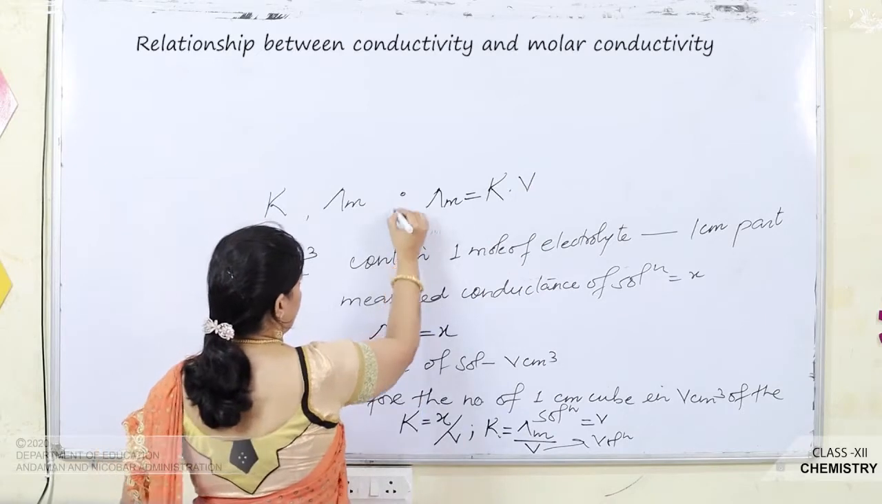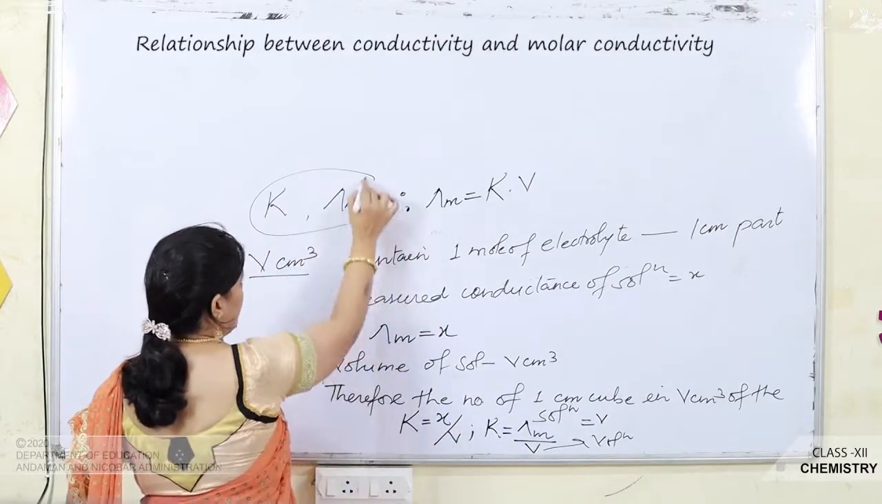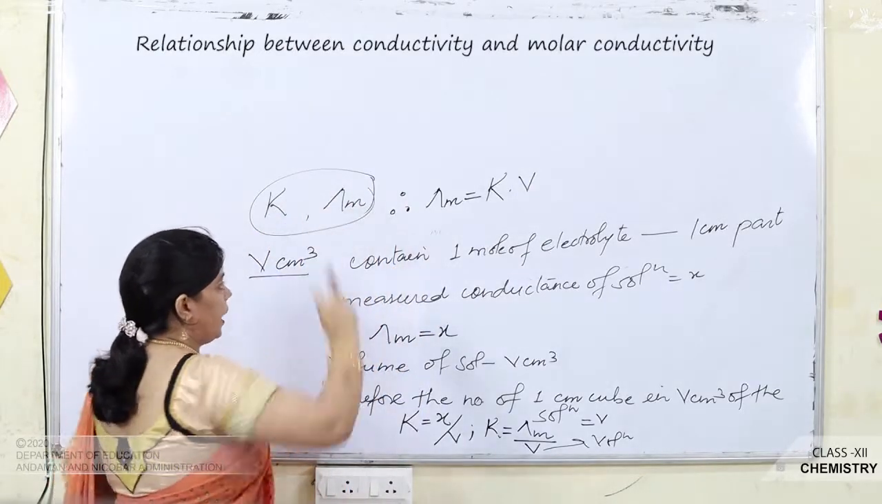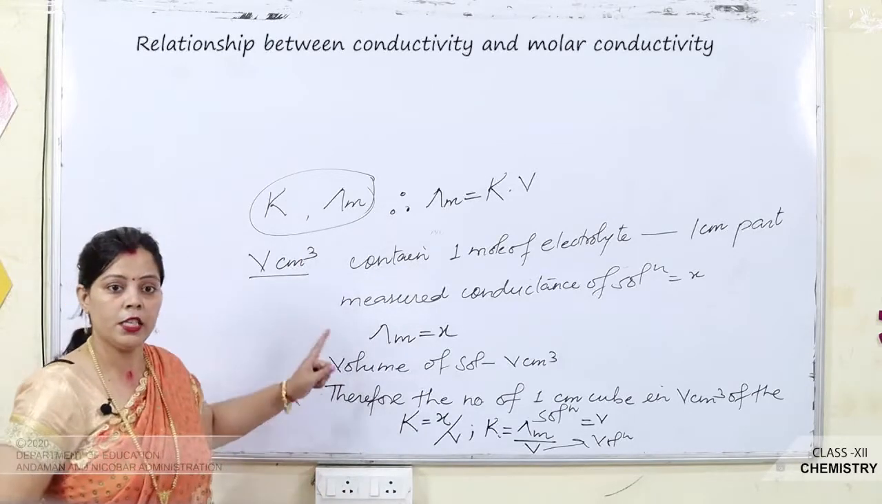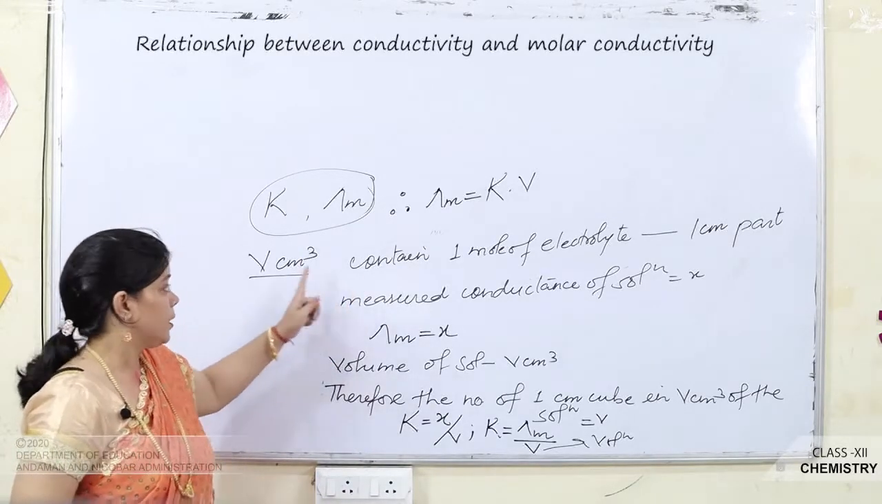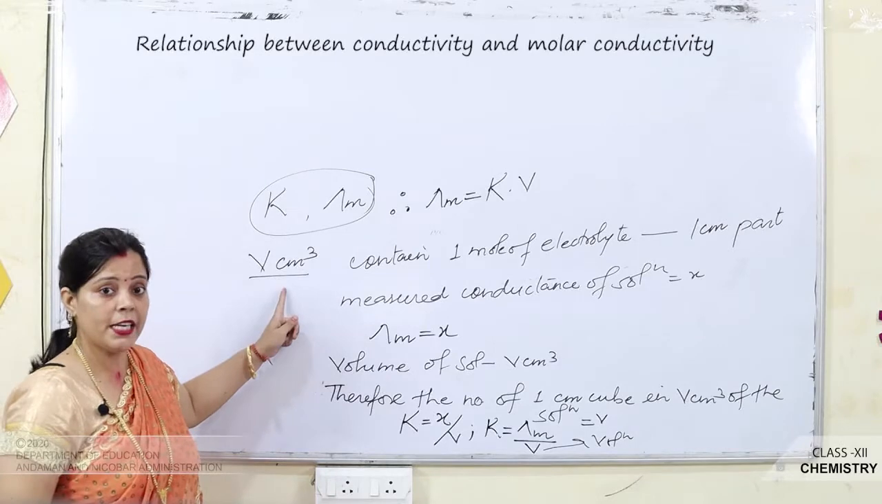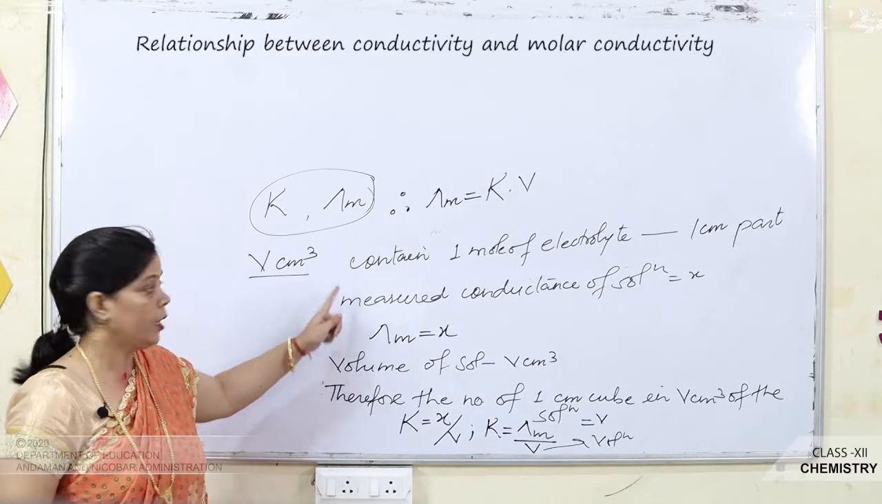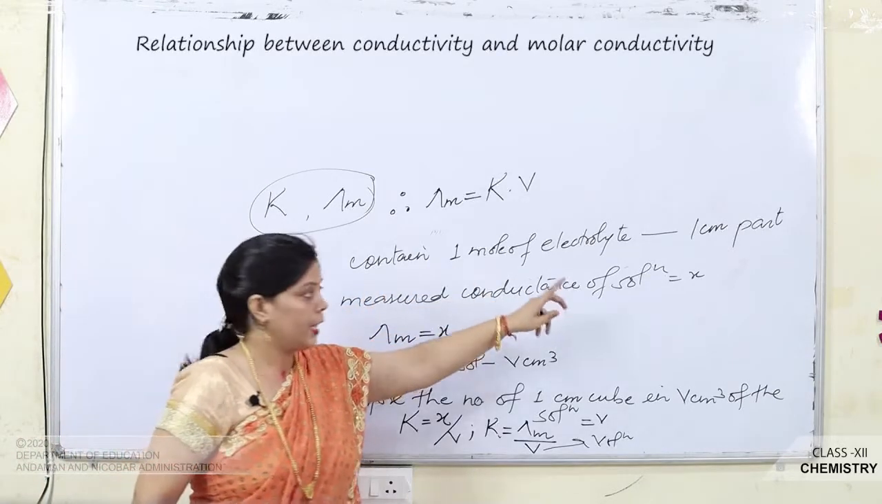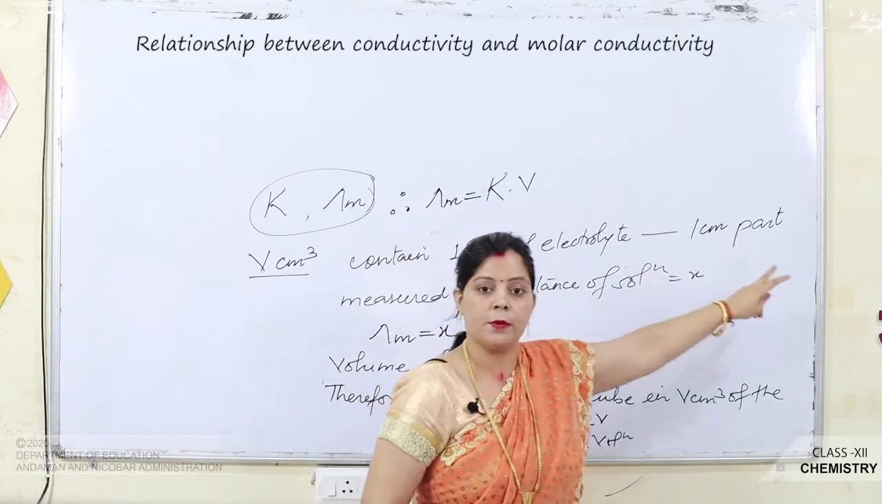After that we get the relation. This is the relation between the conductivity and molar conductivity. In this we have to first assume that V centimeter cube volume of the solution contains 1 mole of electrolyte and the electrodes are placed 1 centimeter apart.